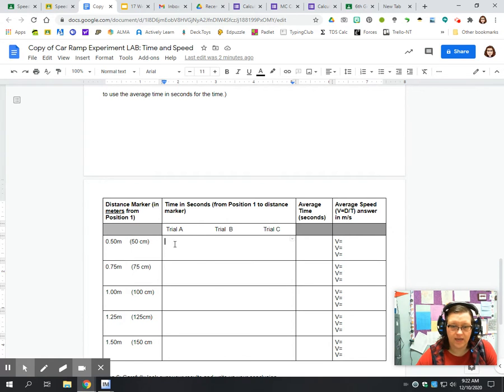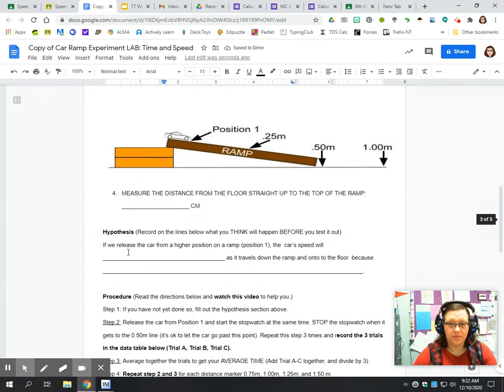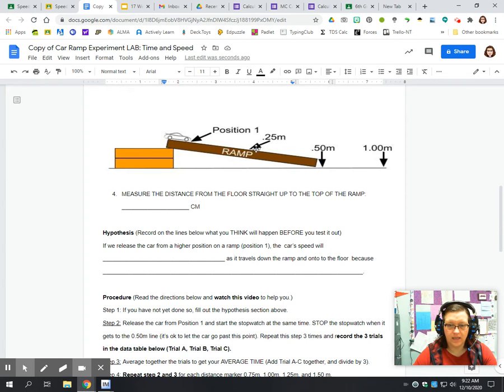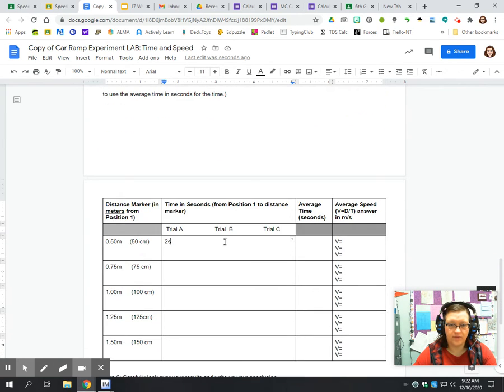So let's say that I do that and it takes it 2 seconds to travel to that point. I would then take my car back up to position 1 and let it run down again to the 0.5 mark and record my trial 2. Let's say that that takes 1.5 seconds. I would put my car back up on position 1 and then do it again. And let's say that it takes 2 seconds. Okay. So now I need to find my average time.